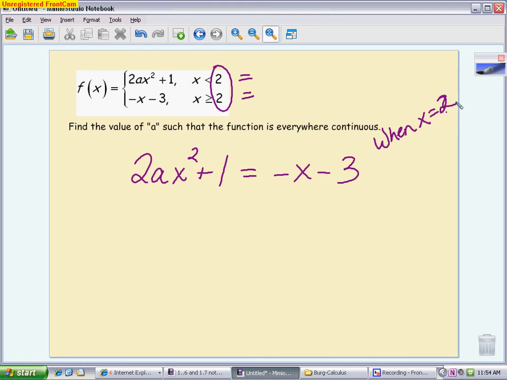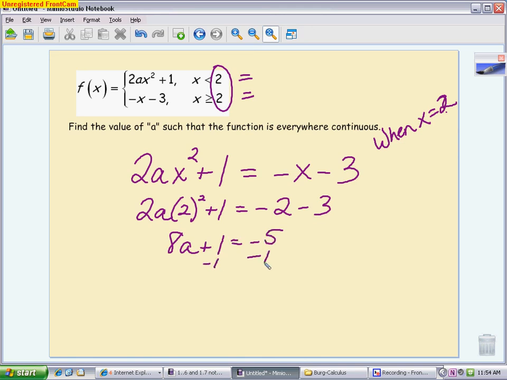So plug 2 everywhere you see an x, so we have 2a times 2 squared plus 1 equals negative 2 minus 3. And now it's just a matter of solving a basic linear equation. We get 8a plus 1 equals negative 5, subtract 1, 8a equals negative 6, divide, a is negative 3/4. And there are no restrictions on a as far as it doesn't have to be positive or negative, it doesn't have to be a whole number. Obviously this one is a fraction and negative. We are just looking for that value.